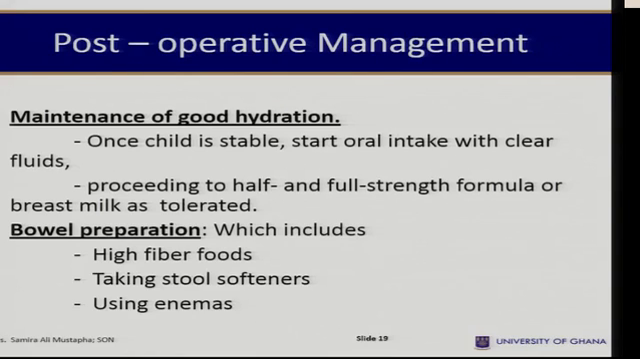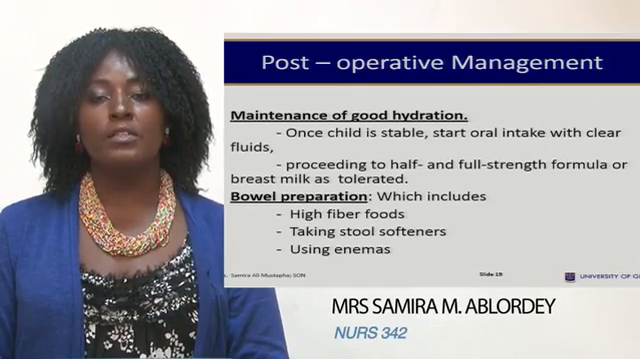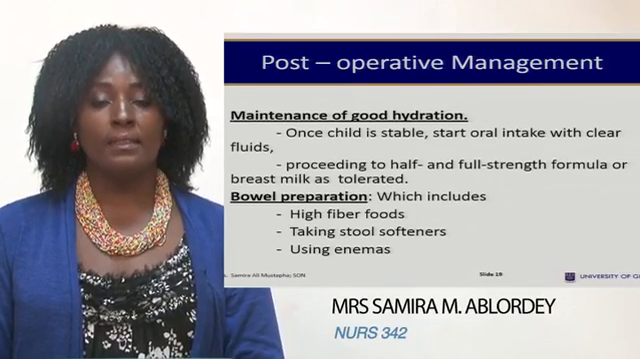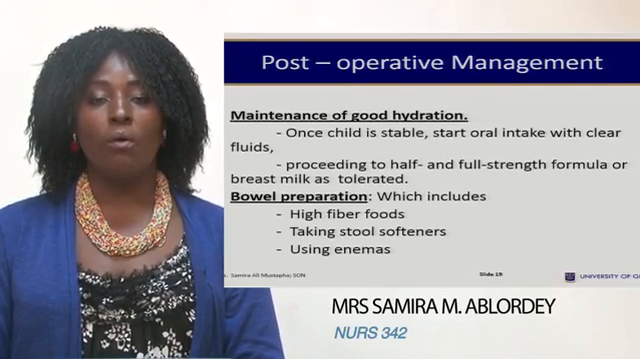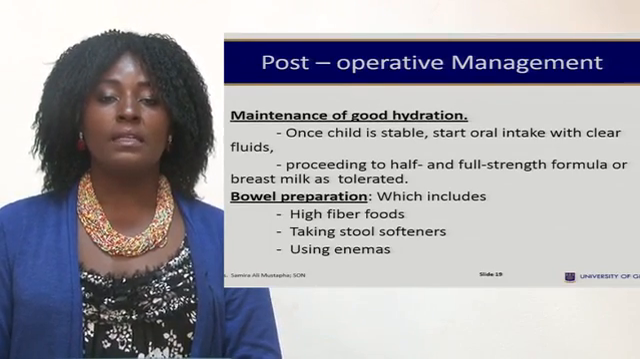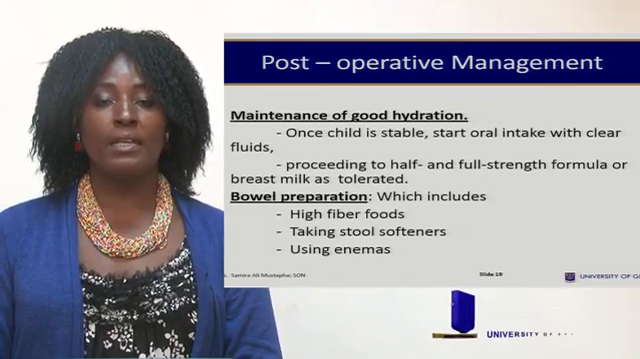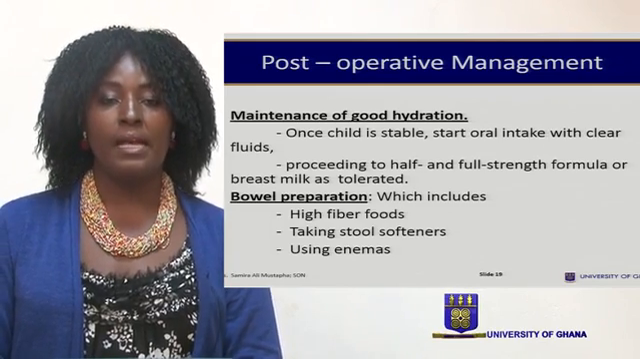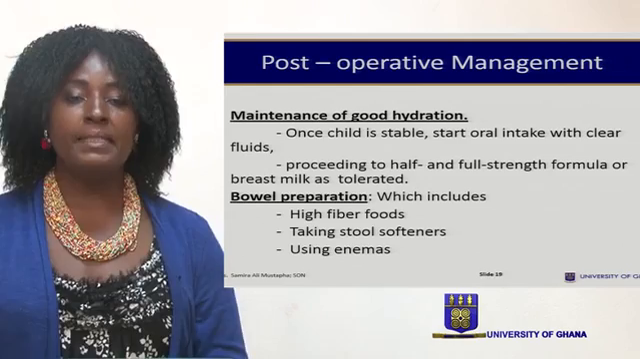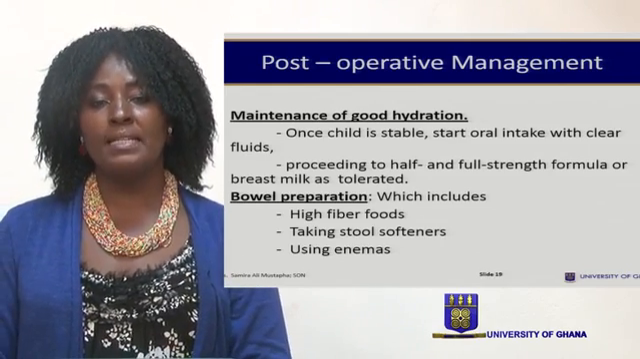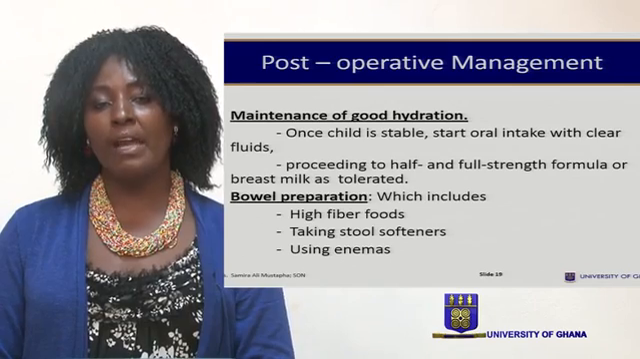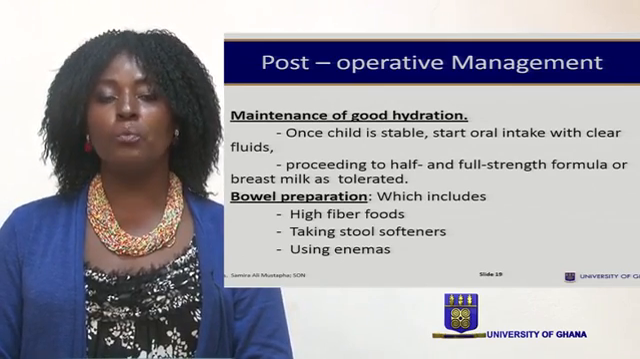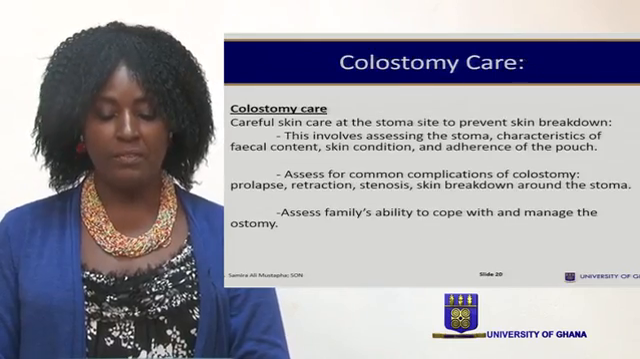Post-operative management, when we talk about the maintenance of good hydration, we need to also give intravenous fluids and oral fluids, usually clear fluids as the bowel movement returns. Also make sure that if the child is on formula, we give half strength before full strength, but if breast milk, we give as the child can tolerate. And also in older children, after the colostomy is done, we make sure that we give the child a high fiber diet, stool softeners and enemas to prevent constipation. So this is very, very important.